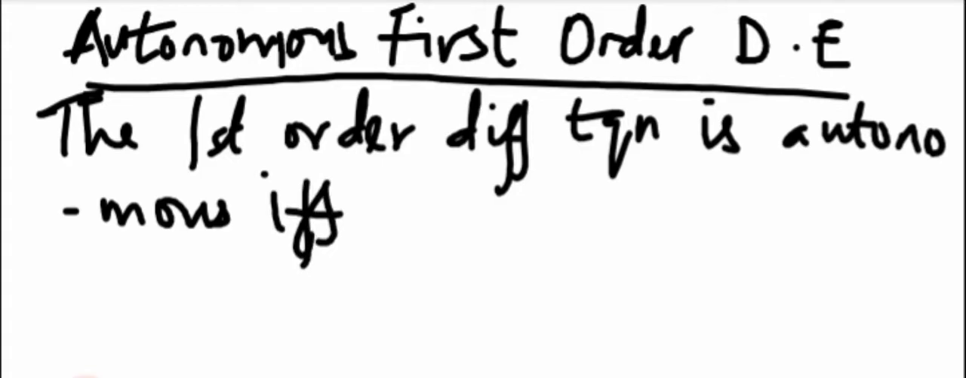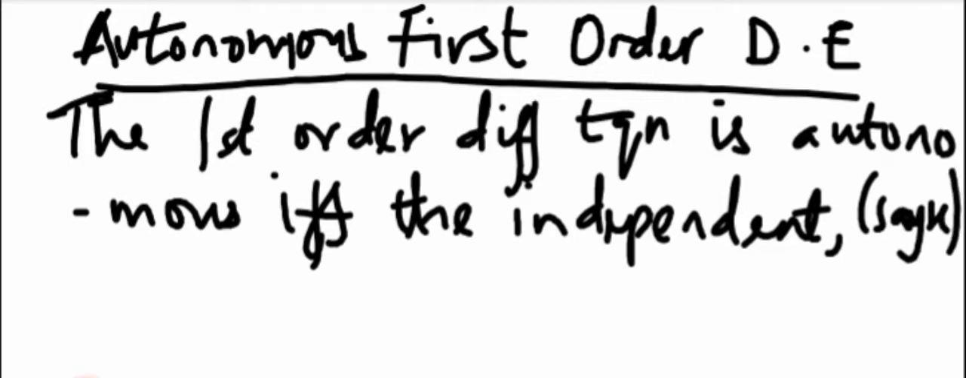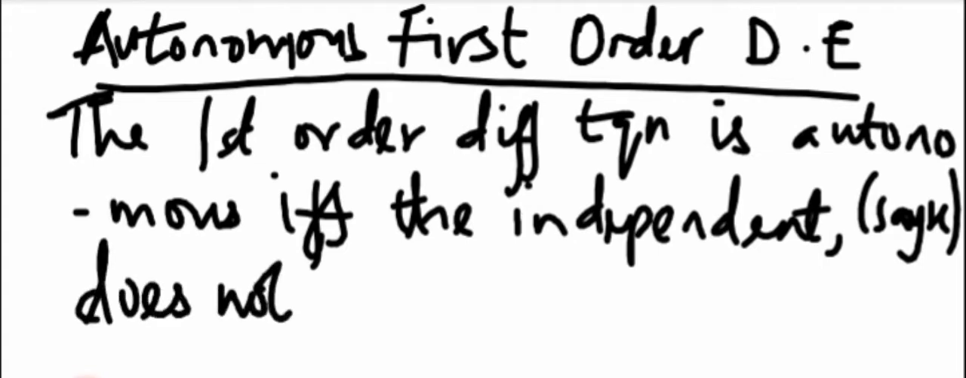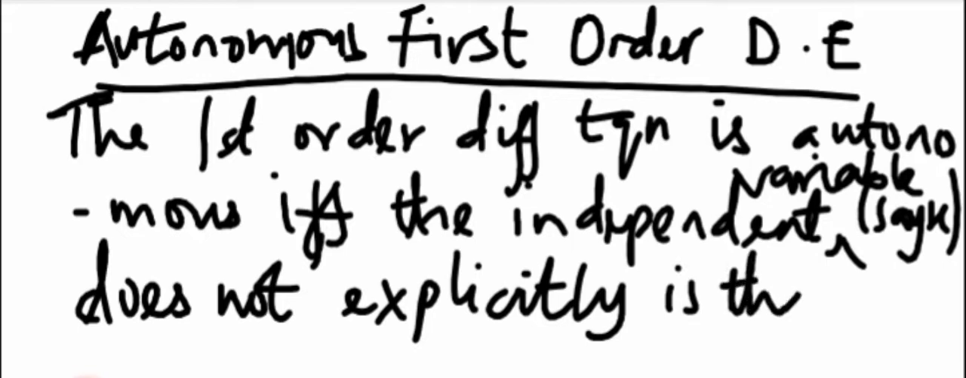if and only if the independent variable, usually we have dy by dx, so the independent variable is simply say x, does not appear explicitly. So if we cannot find the independent variable in an equation, then we say that that ODE is autonomous.